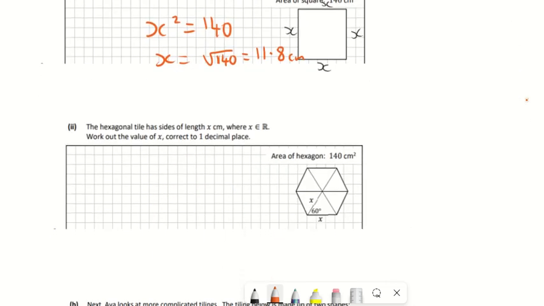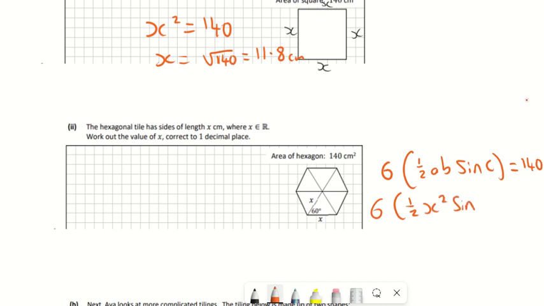Right, on to the second one. There are 6 of those triangles altogether, so 6 times the area of the triangle. I'm going to use half ab sin C here, and that has to be equal to 140. Because they're equilateral triangles, a and b are the same thing again. So it's 6 times half times x times x, that's x squared, times sin 60, and that's all equal to 140.